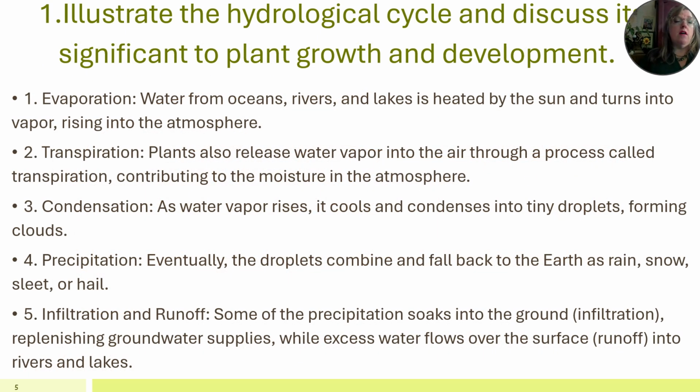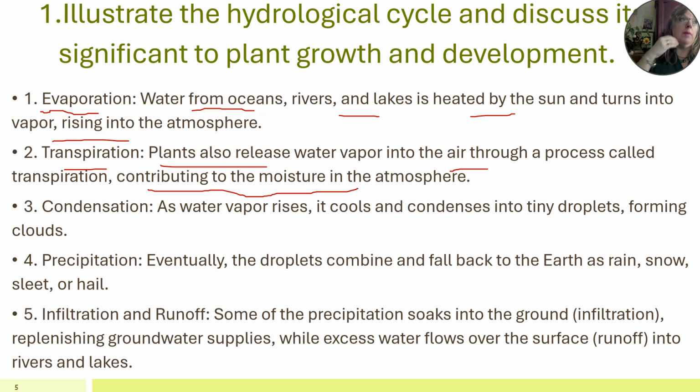But here are our basic steps just to make sure we're covering all of our bases. Evaporation is water from the oceans or rivers or lakes heated from the sun and turning into vapor, rising up into the atmosphere. Transpiration is where the plants are releasing water vapor into the air through the process called transpiration, contributing to moisture in the atmosphere, adding more. And of course, the more plants there are, the more humid it will be in an area. That's because of the transpiration.